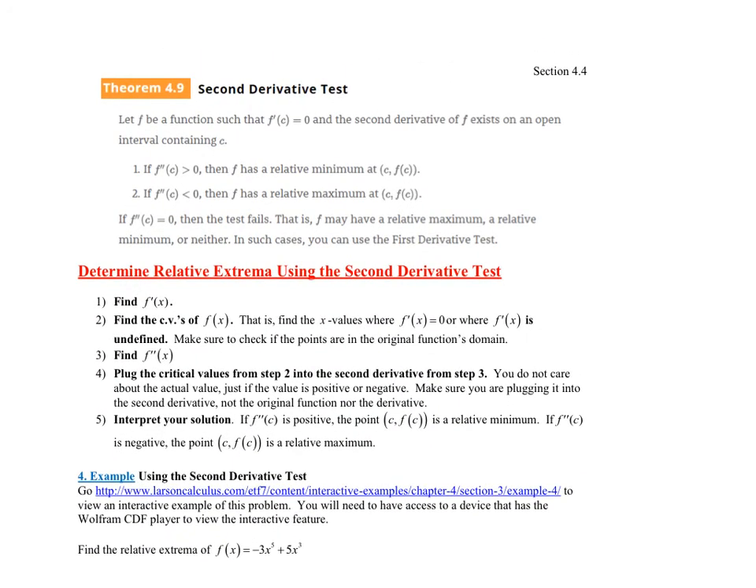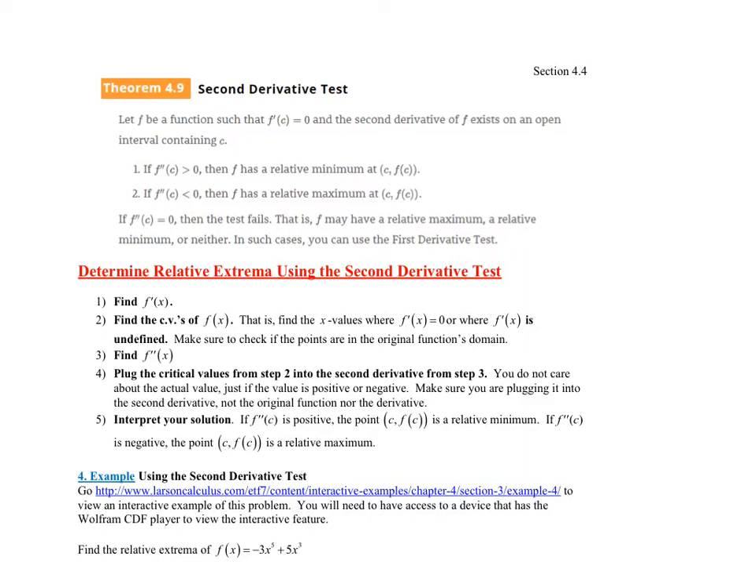So again here, theorem 4.9 is the second derivative test. It says let f be a function such that f prime of c equals 0, and the second derivative of f exists on an open interval containing c. If your second derivative is positive, then f has a relative minimum at that point. Remember, it has to be a critical value here.